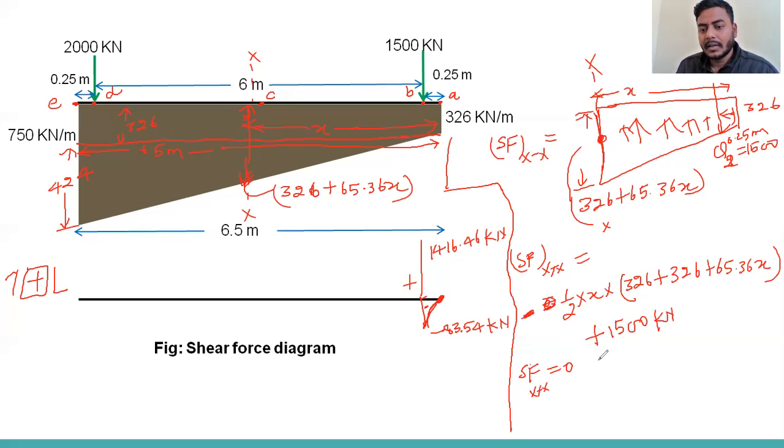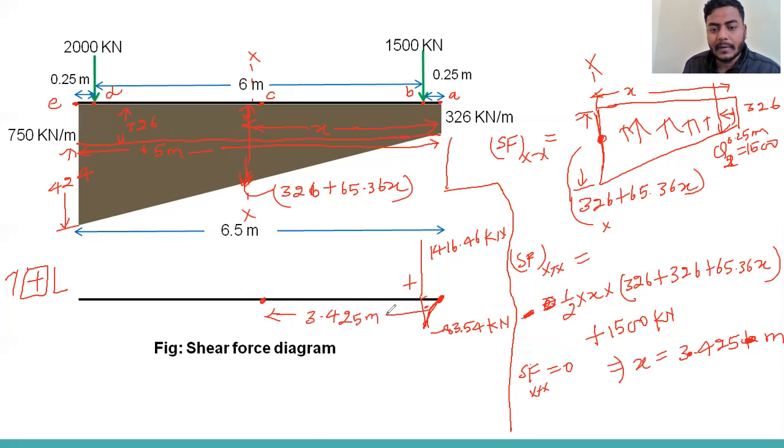By putting this 0, we will get x, and that x we can get 3.425 meter. It means at this point, suppose this point C, we'll get shear force 0, and this point is 3.425 meter from the left side. So here shear force will be 0.